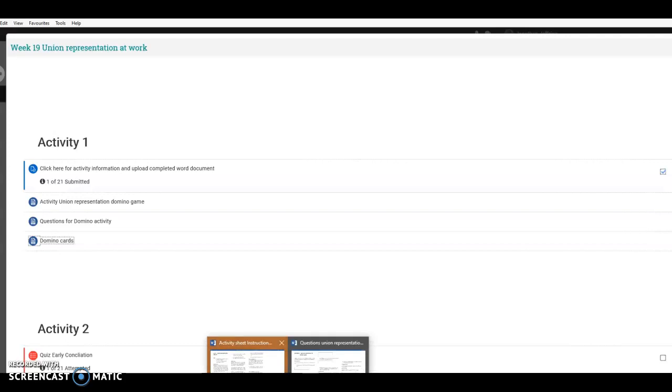Anyway, so this week the main activity we did in class was called union representation, and I've done it in the form of a domino game. So what it is, you've got these cards. And what I've done is I cut them up, not into squares, but into rectangles, as you can see, 1, 2, 3, 4.